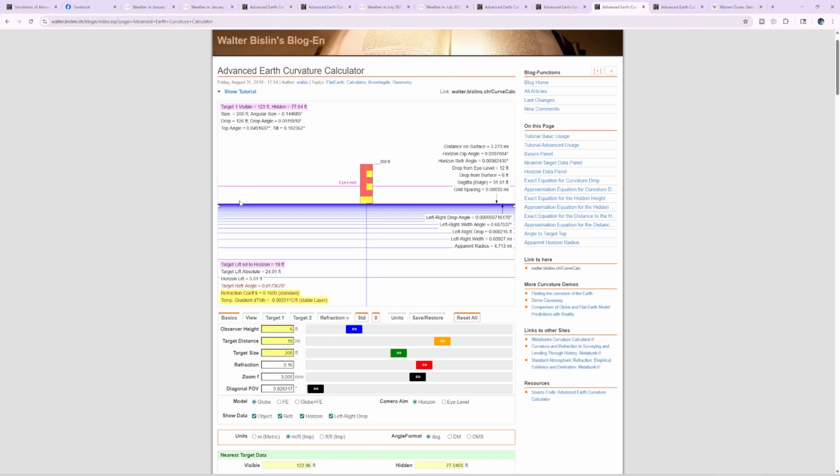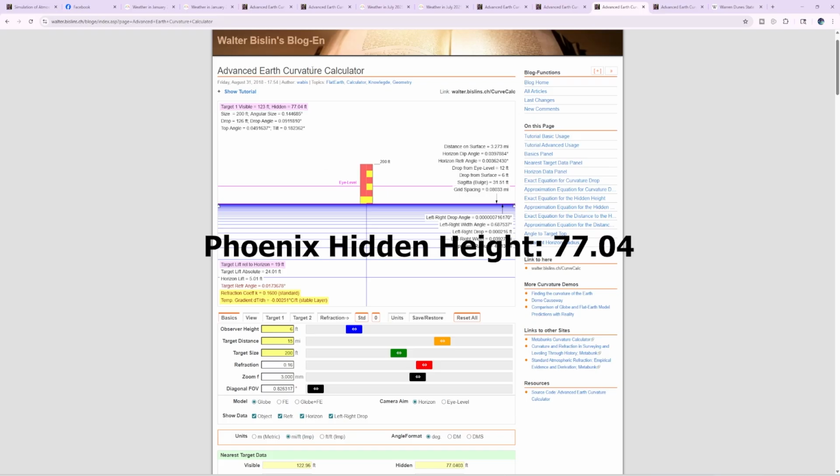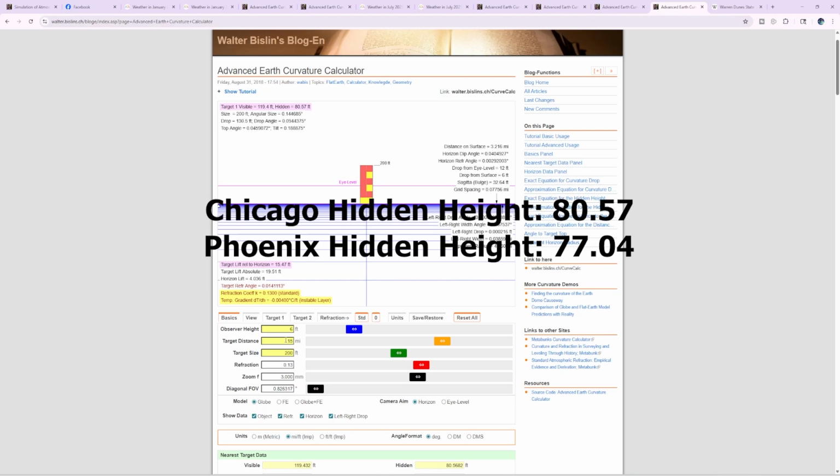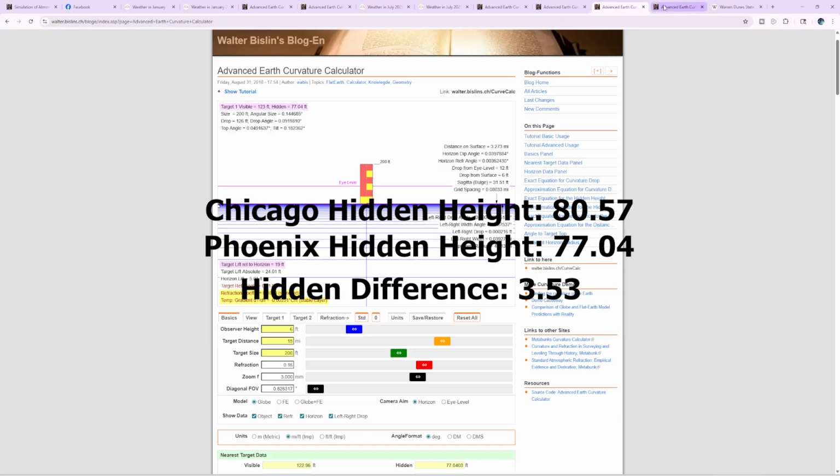But the last thing that we're actually going to do is, let's say this is a realistic observation, one that a flat earther, globe, or a land surveyor could make. 6-foot observer, 15 miles. We're looking at a target 200 feet tall. In Phoenix, we're going to have a hidden height of 77.04 feet. In Chicago, for this same observation, 6 feet tall, 15 miles, 200 foot target, we're only going to have 80.57 feet. That's only 3.53 feet difference between Phoenix's weather in the summer and Chicago's weather in the summer at a 15-mile observation.